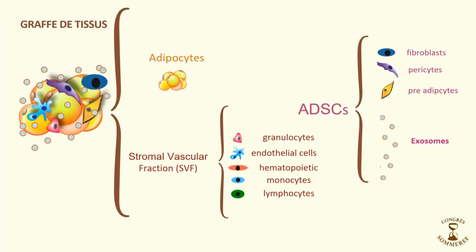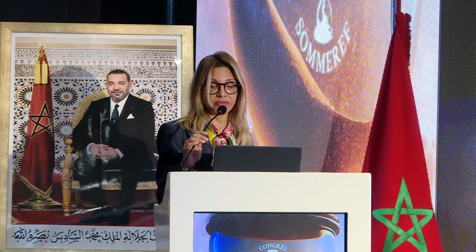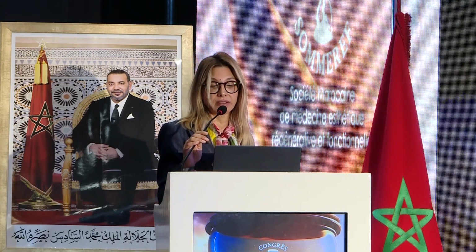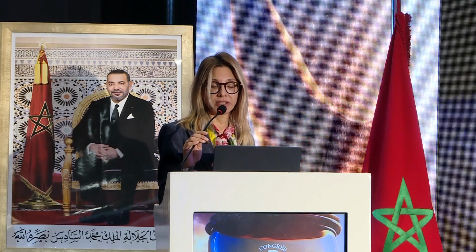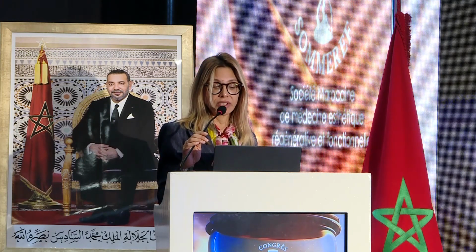The property of differentiation of the cell lines is into adipocytes, chondrocytes, osteocytes. Fibroblasts can produce collagen and GAG, and there is the angiogenic activity from the stromal vascular fraction. And the important properties to treat chronic disease are the homing property, the migration to the injured area, antifibrotic activity, and immunomodulating activity.